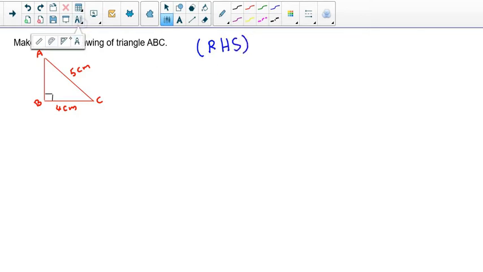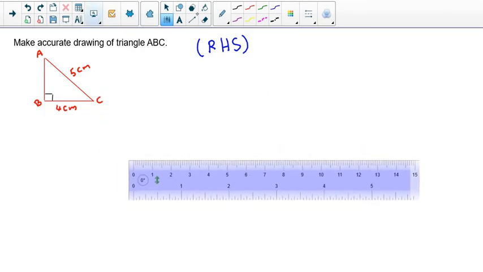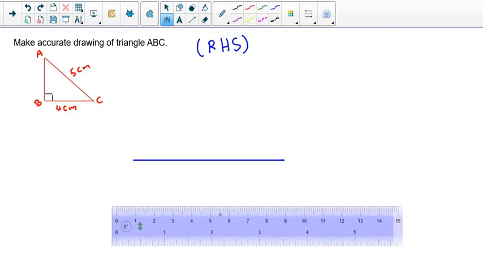To draw this triangle, first draw a line segment of 8 centimeters, I mean double the base BC. Then draw the perpendicular bisector of this line.